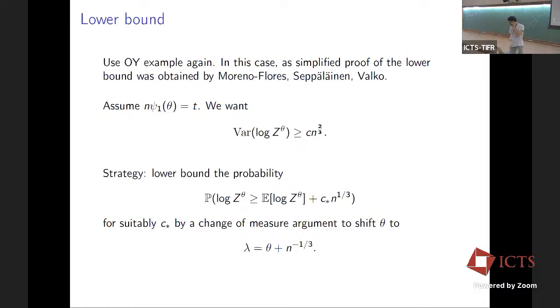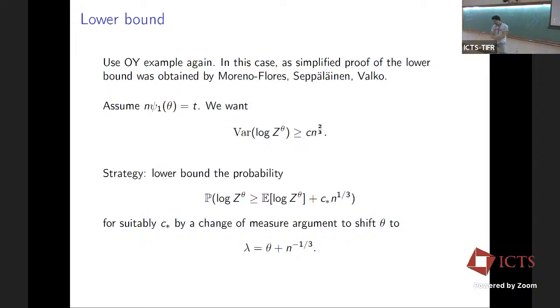Okay. So what about the lower bound? The lower bound is usually more complicated, and it took us more time. So we want to show that the variance is bounded below by C n to the 2/3. This strategy exists in a couple of places, and I think the first time I saw it was this simplified proof of the lower bound by Moreno, Flores, Zeppelin, and Valko in the O'Connell-Yor case. Their idea is to say, okay, I want a lower bound for the probability of an upper deviation.